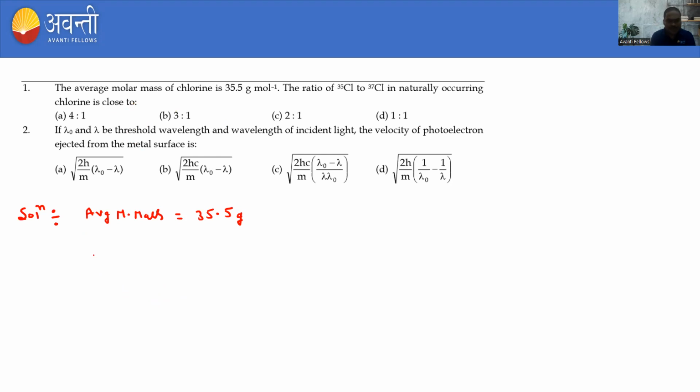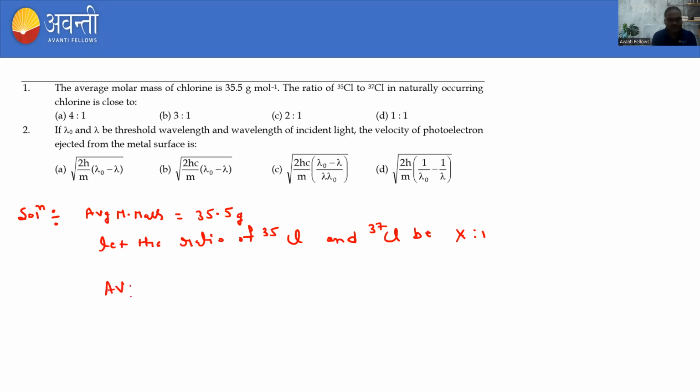Now you have to calculate the ratio, right? So let the ratio of chlorine 35 and chlorine 37, let us assume it will be x ratio 1, right? So we'll assume that the ratio of chlorine 35 to chlorine 37 will be x ratio 1. Now we all know that applying the formula, that is the average molar mass.